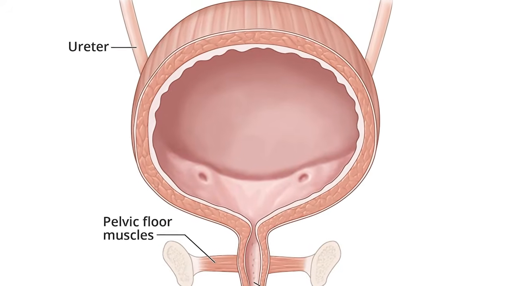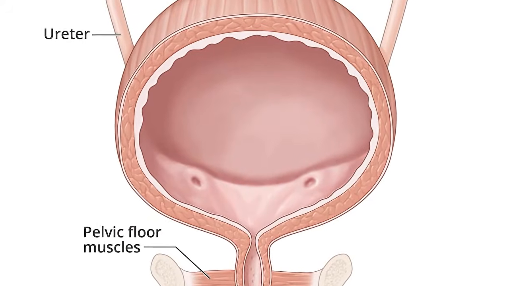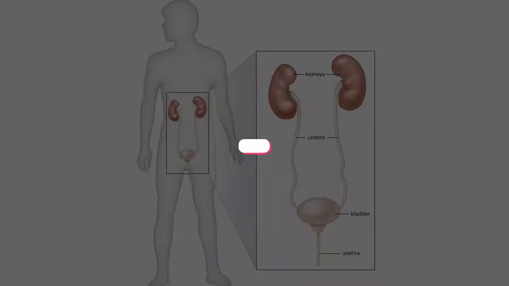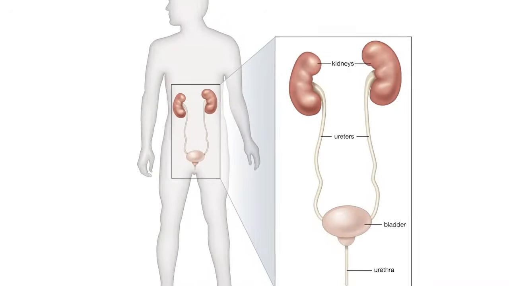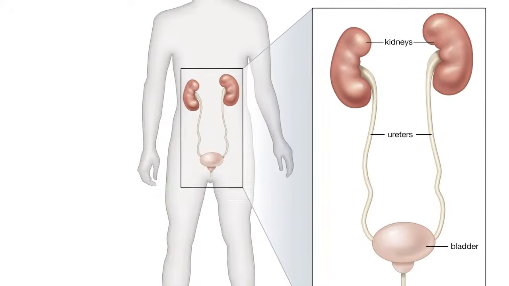The bladder can stretch and hold up to 400–600 milliliters of urine before the person feels the urge to urinate. Urethra. The urethra is a tube-like structure that carries urine from the bladder to the outside of the body.